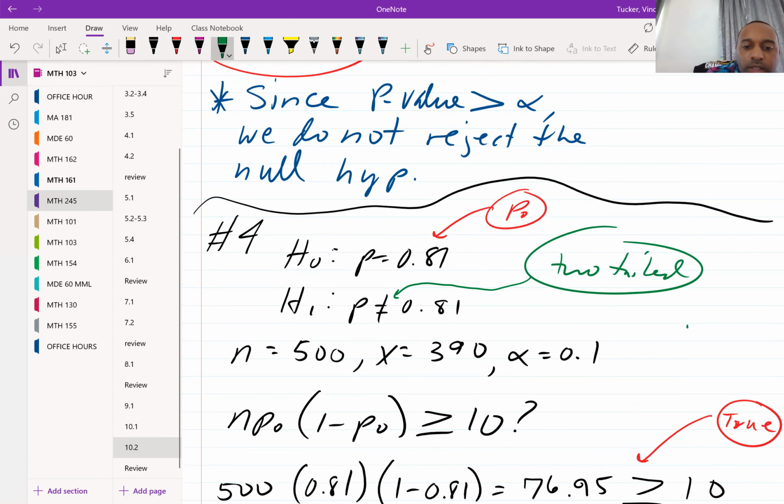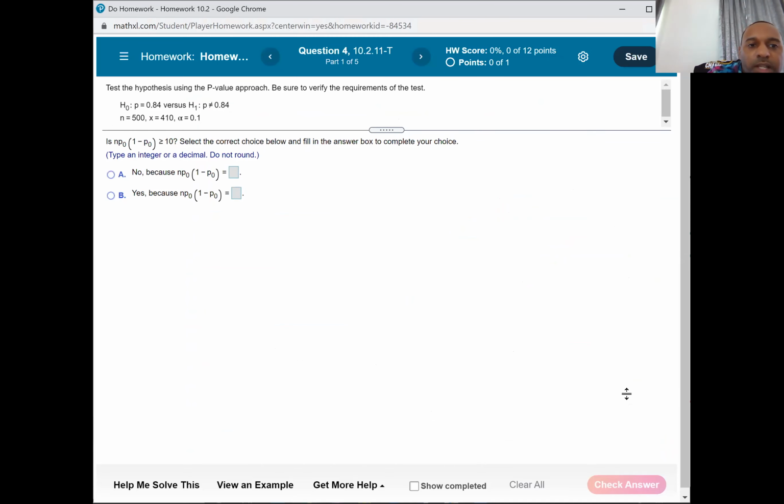All right, did they tell us to test that? Let me take a look. Oh, okay, yeah. So this did add an extra step. Notice it says is N times P naught times 1 minus P naught greater than or equal to 10. So they're asking us that. So that's why I had that first step in there.